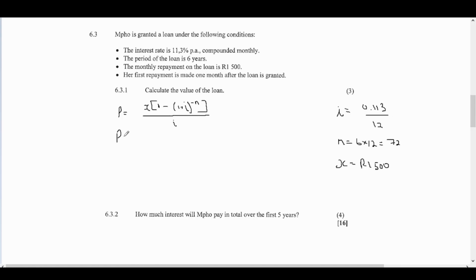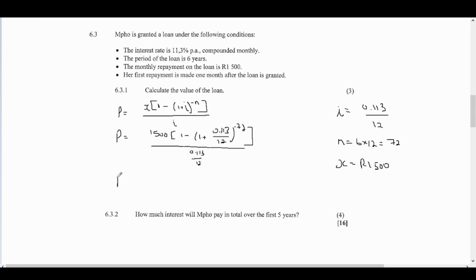So then P equals our X value, which is 1,500 times 1 minus open 1 plus I, we have as 0.113 divided by 12 to the minus, and our period is 72 months, all divided by our interest, 0.113 divided by 12.